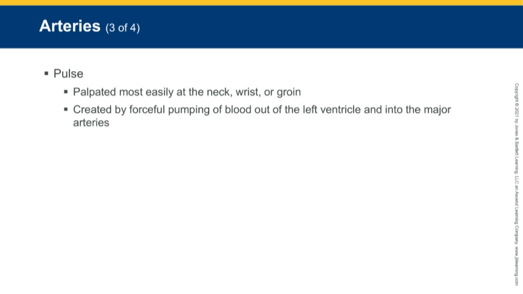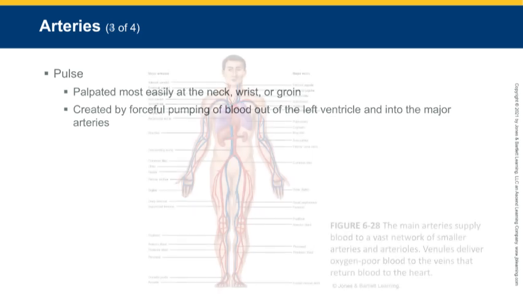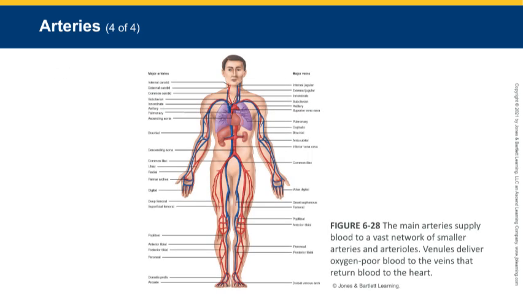The pulse, which can be palpated at the neck, wrist, or groin, is created by the forceful pumping of blood out of the left ventricle and into the major arteries. Here is a visual representation of the main arteries, supplying blood to a vast network of smaller arteries and arterioles.